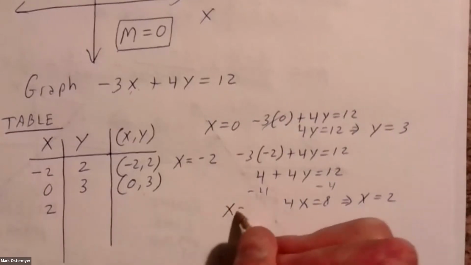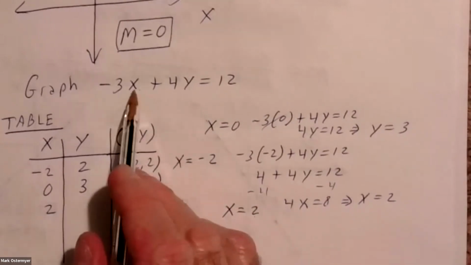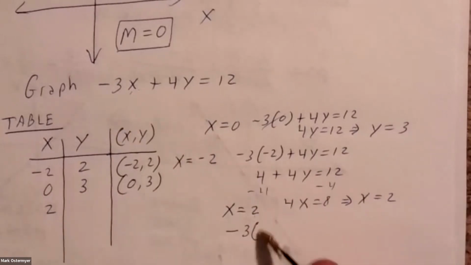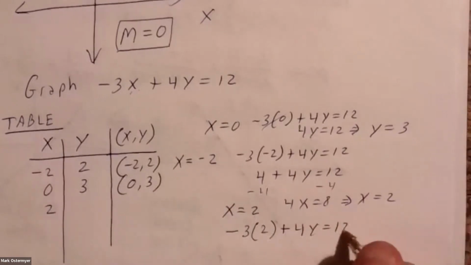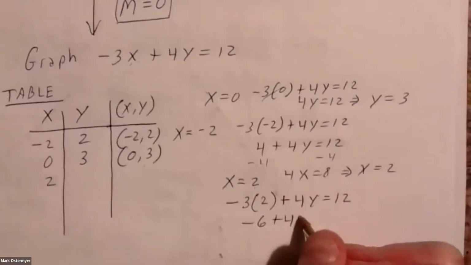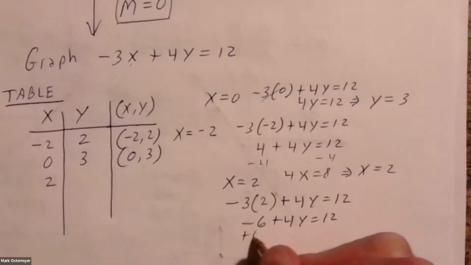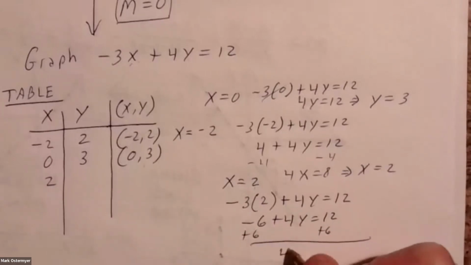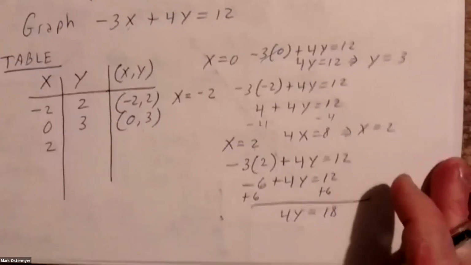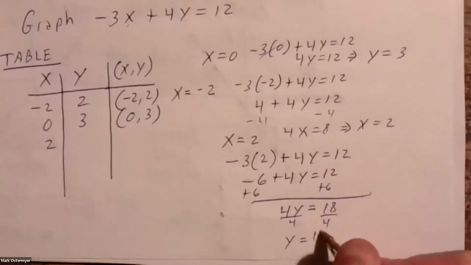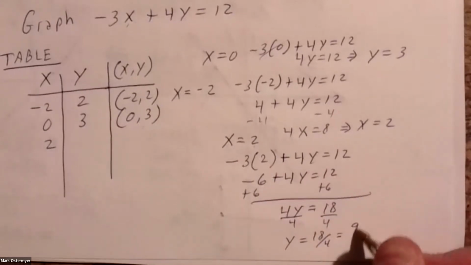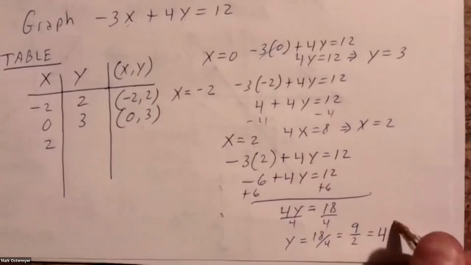Finally, let x be equal to 2. Take 2, substitute it in for the x variable. And now we're going to have to solve for y. So we have -6 plus 4y equal to 12. Add 6 to both sides. 4y is equal to 18. And that don't look too good. Divide both sides by 4, and we get y is equal to 18/4, which reduces down to 9/2, which for plotting purposes is 4.5.